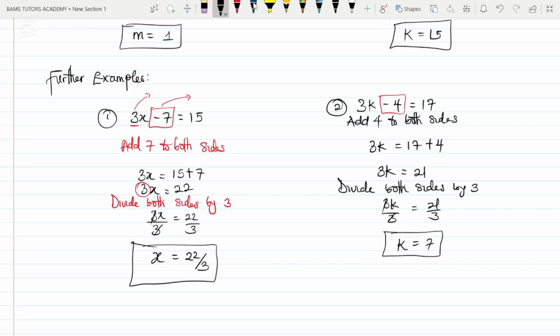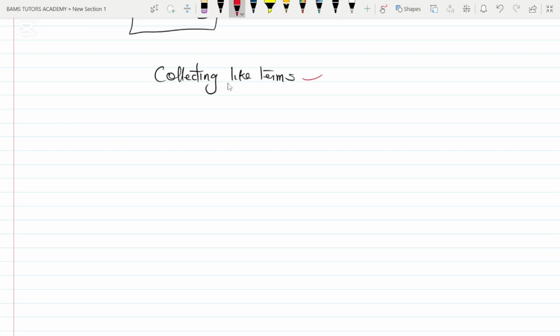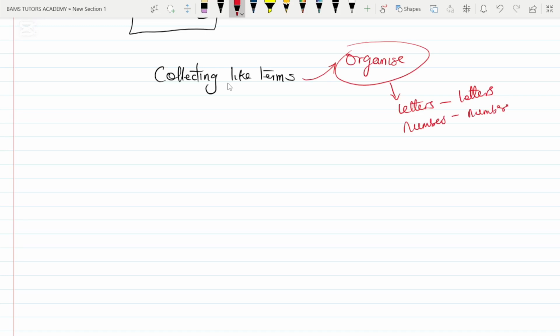Then another type of multi-step equation that you should know is collecting like terms. And that is where this video is going to stop. Collecting like terms would mean that you should organize your terms, meaning that you should arrange them. Letters to letters, then numbers should go to numbers. That's simply what we are trying to say here.